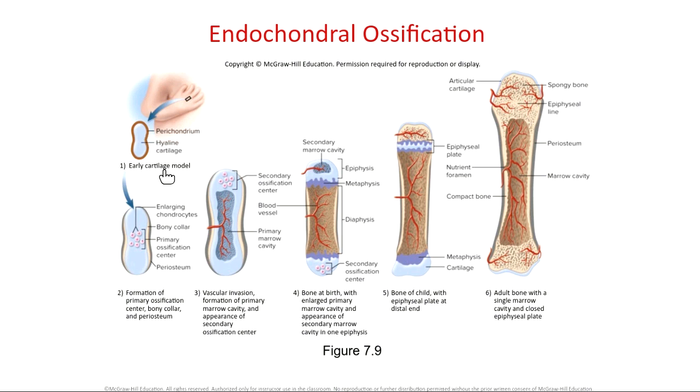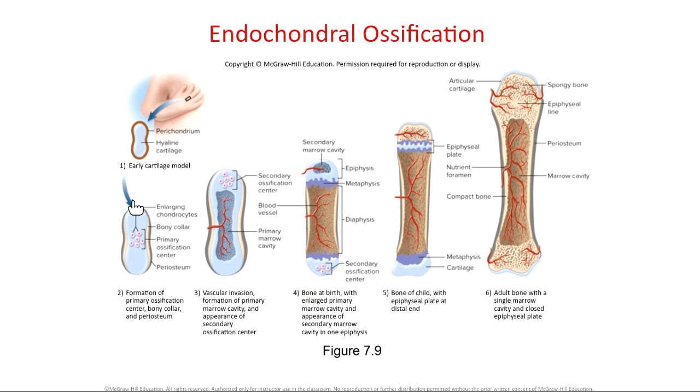So the first thing that's going to happen is we have this little model here, and around that we'll start to form a perichondrium. Remember, this is hyaline, this is cartilage. So around it we will find perichondrium. That's basically what we're dealing with in the first stage.